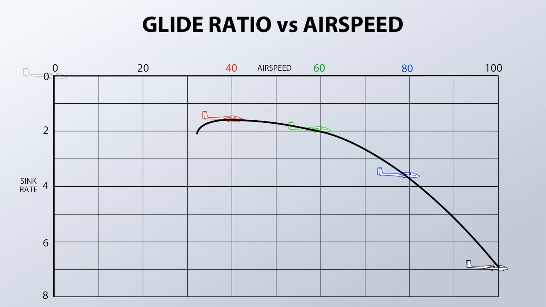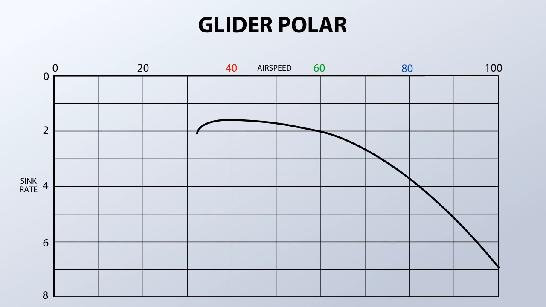If we measured the sink rate for all airspeeds and plotted the results, we'd get a curve that looks like this. Of course, the far left of the curve drops off because if you fly too slow, the glider stalls. This graph is called a glider polar. From the polar, we can determine the sink rate of the glider at any airspeed.